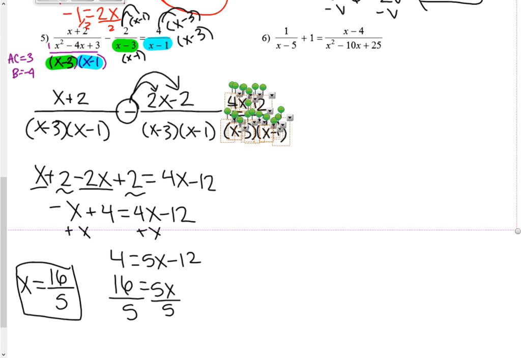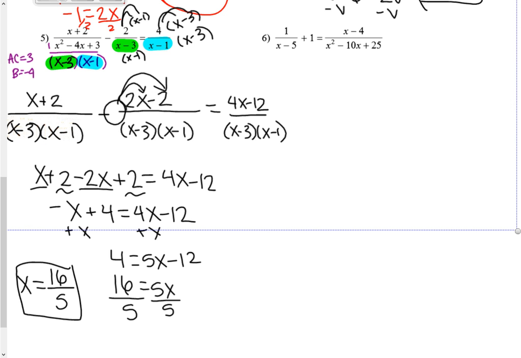Let's move this over a little bit so we have more room.